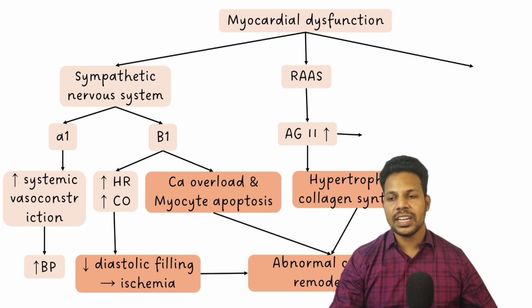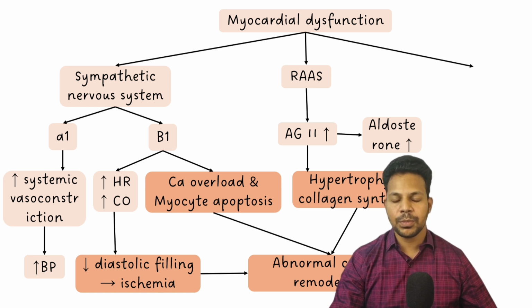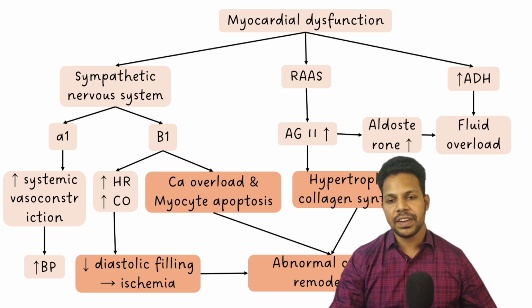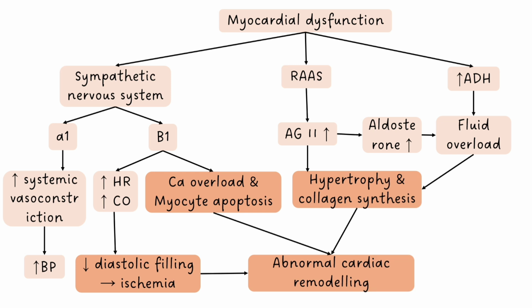And on the other hand, angiotensin 2 is also increasing the production of aldosterone, which is contributing to the sodium and water retention in the body. And the third segment, which is increasing the production of ADH, will also increase the reabsorption of water from the collecting tubule. And finally, both of them are going to result in fluid overload. Again, the fluid overload will put pressure on the heart, and that will result in hypertrophy of the ventricular myocardium. Hope you understood this.